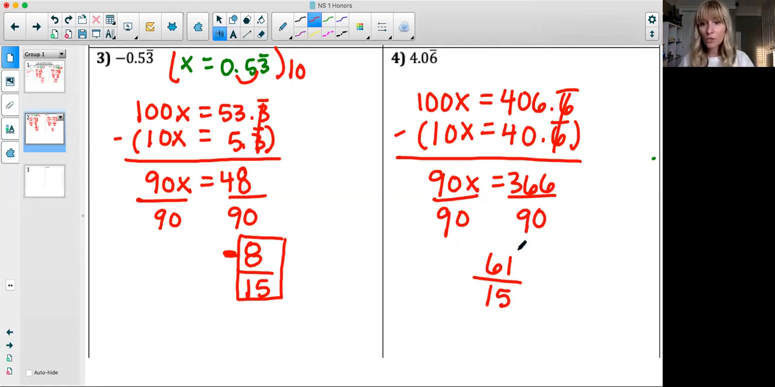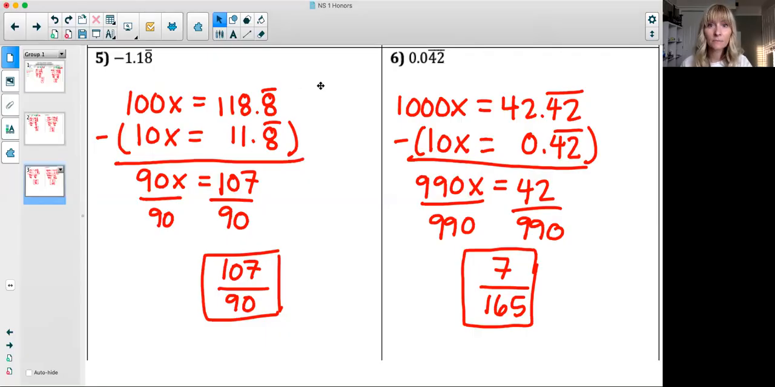All right, you guys are going to try the last two. See if you've got this process down. Let x equal the original number, multiply by your powers of 10 after the repeat and before the repeat, subtract, solve for x. Pause the video, try those last two, and then come back and see how you did.